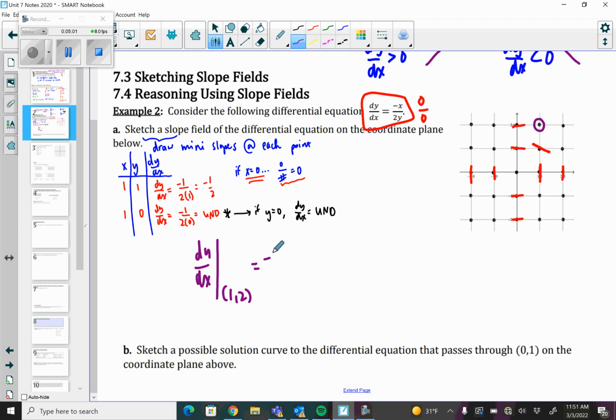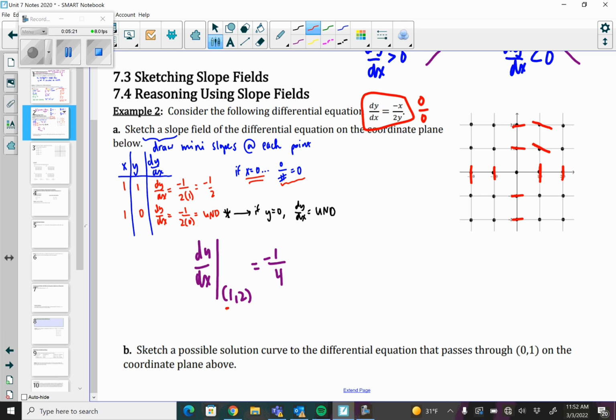That would be negative 1 over 2 times 2, which is 4, negative 1/4. So I'm going to add in that slope. Negative 1/4 is shallower than this negative 1/2, so I'm going to try and make it a little shallower. I don't know if that was really very good, but a little bit.